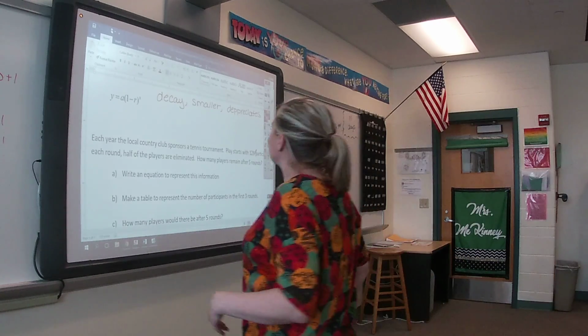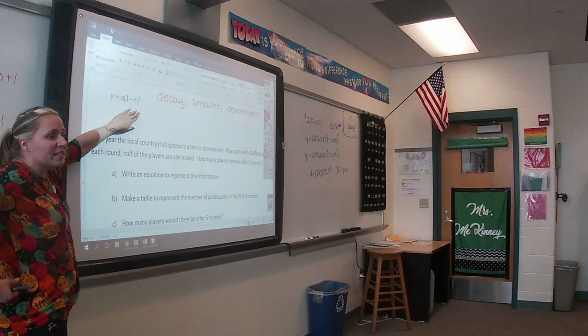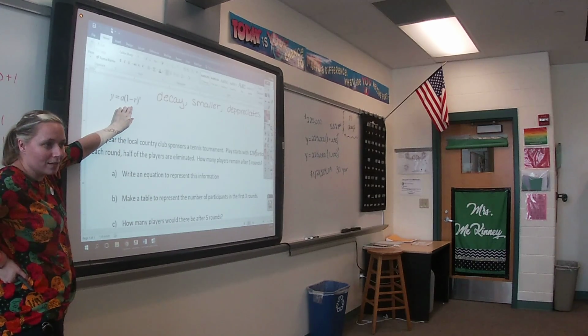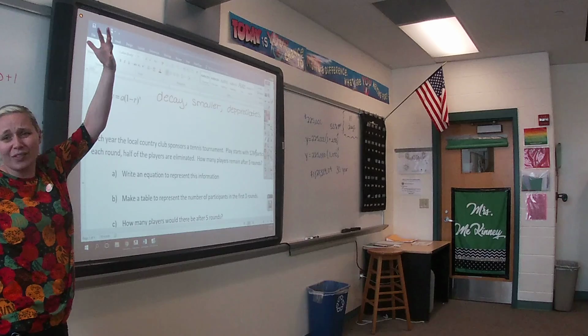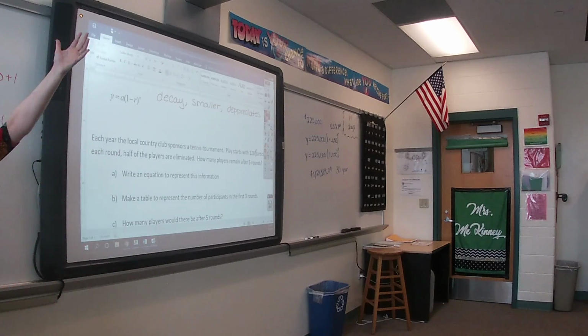Notice that our equation looks exactly the same. The only thing that's different is that now we have a subtraction sign. Good news is that logically makes sense, right? When it's getting bigger, we use addition. When it's getting smaller, we use subtraction.